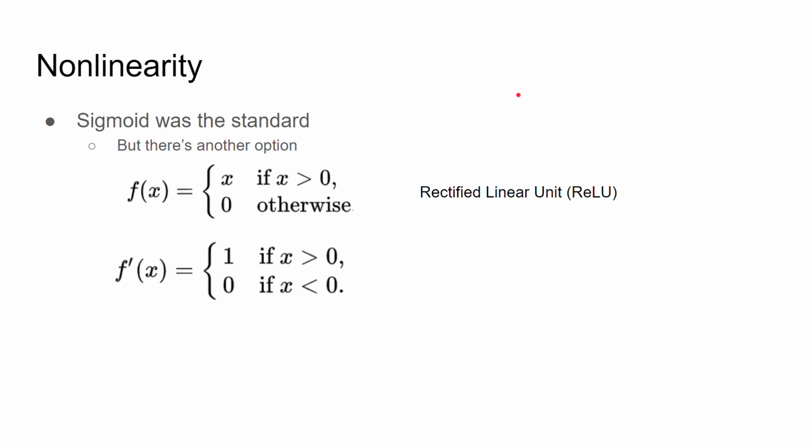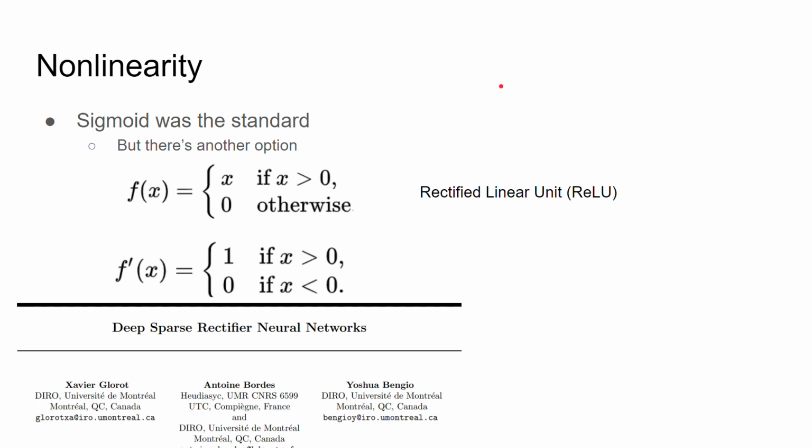And one really nice thing about that function is the derivative is really blindingly easy. The derivative of that is just 1 if x is greater than 0, and 0 if it's less than 0. Really, really simple derivative to compute. This particular function got popularized from this paper here, Deep Sparse Rectifier Neural Networks.